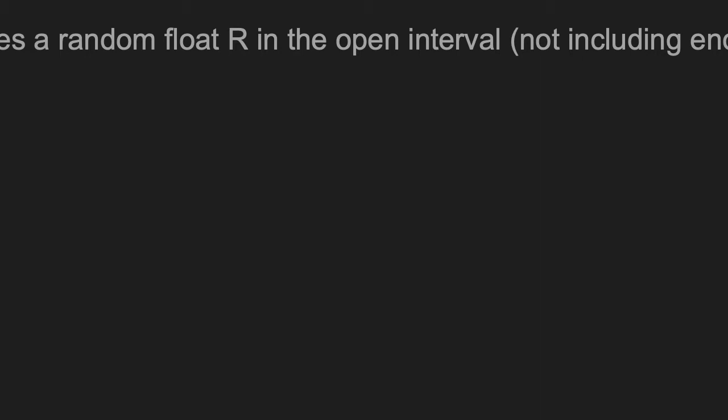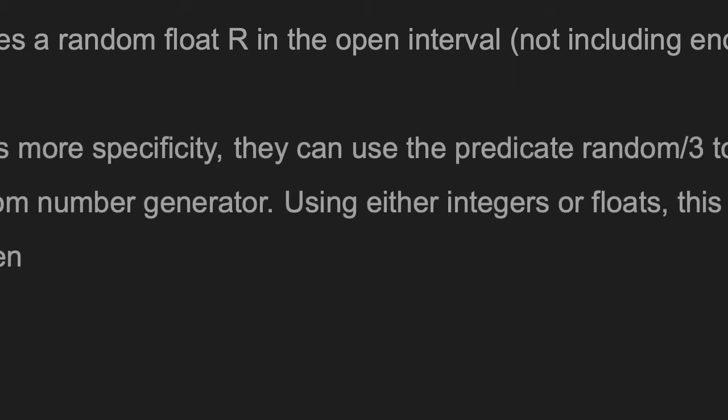Or if you want to be more specific, there's another version of random which has 3 arguments, L being the lower endpoint, U being the upper endpoint, and R being that output float. So you can either use integers or floats here, and depending on what you use as the endpoints, this will produce a random number R of that same given type.